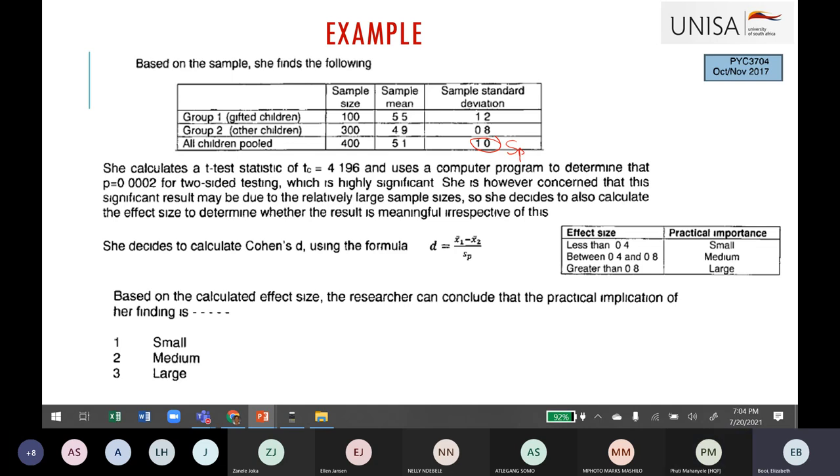I would say medium. Did you calculate already? Yes. Okay, so what did you do to calculate? Let's substitute the values: 55 minus 49. So it's five, sorry. On past exam papers, where you see a gap, it means there is a decimal missing, so there should be a 5.5. This is 1.2. So you must pay attention, especially when you're working with old exam papers. 5.5 minus 4.9 divided by 1.0. So what did you get?